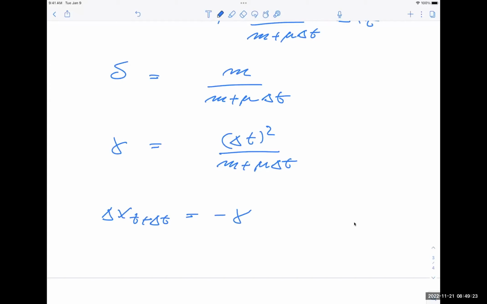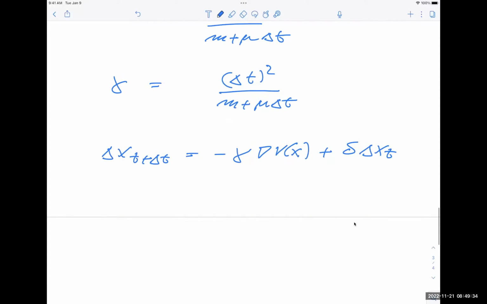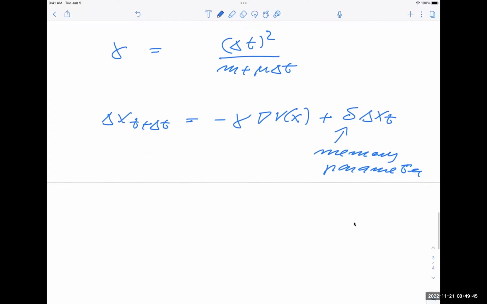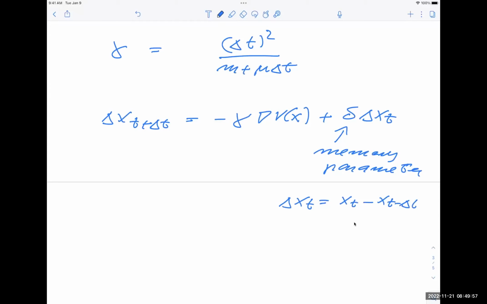So this reminds us very much of the learning rate. And then we have the gradient plus delta times delta x of t. So this parameter delta, which you have here, can be thought of as a memory parameter. And you see that this parameter depends on the value from the previous iterations, right? You remember that delta x of t is given by x of t minus x of t minus delta t. So the way we have rewritten it is an iterative scheme where the new update is given by the gradient, but instead of having only the previous value, we also keep information about the value at the previous stage.